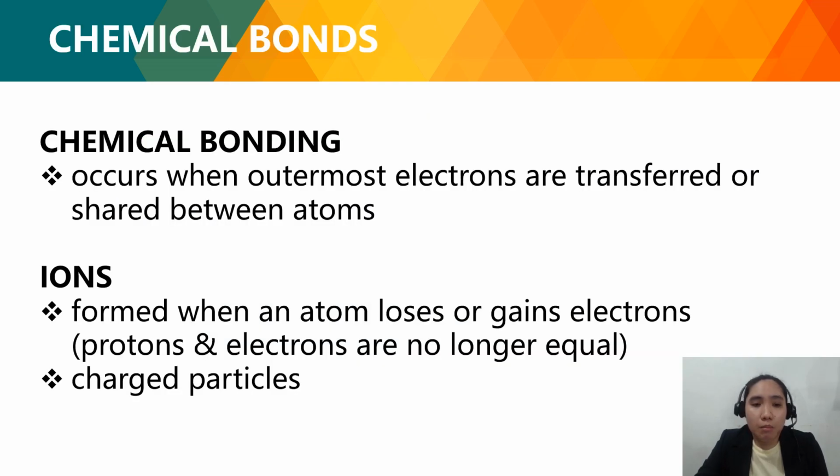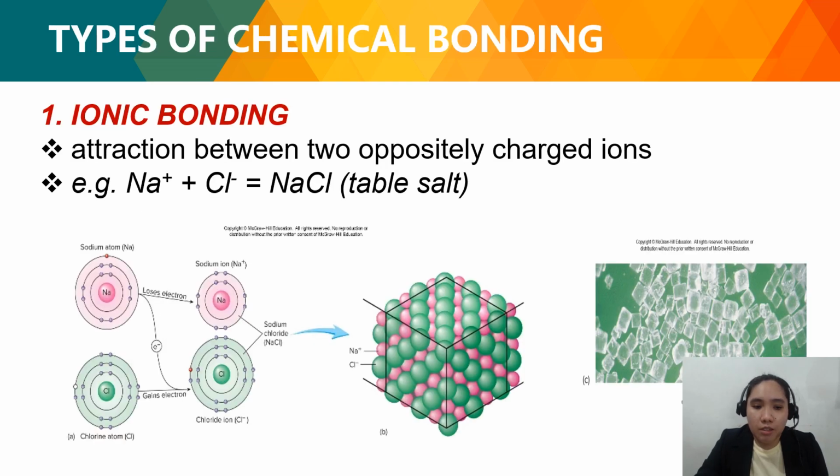So for the chemical bonds, you have chemical bonding, which occurs when outermost electrons are transferred or shared between atoms. And then, of course, you have your ions, which are formed when an atom loses or gains electrons, so your protons and electrons are no longer equal. So they are charged particles. So there are different types of chemical bonding.